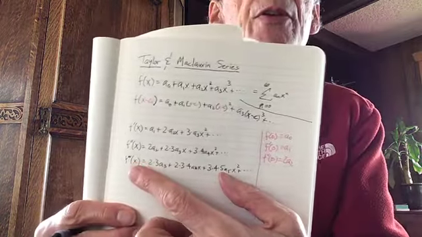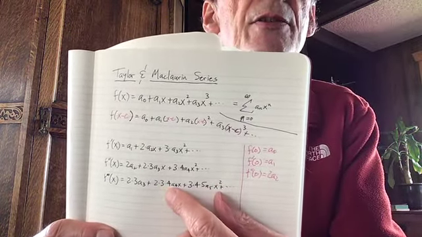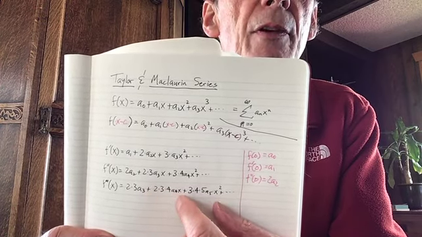And now the pattern is going to start to emerge even more strongly. When we take the third derivative, the constant goes away, and we have 2 times 3 times a3 plus 2 times 3 times 4 times a4 times x plus 3 times 4 times 5 times a5 times x squared, and so forth and so on.